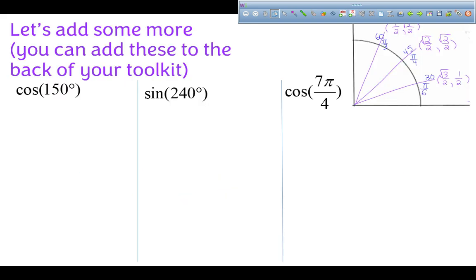It's not in your toolkit, so I'm thinking maybe you could flip your toolkit over, and I think there's a blank back cover. Add these 3 examples.